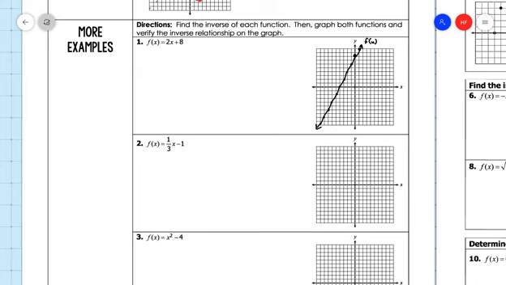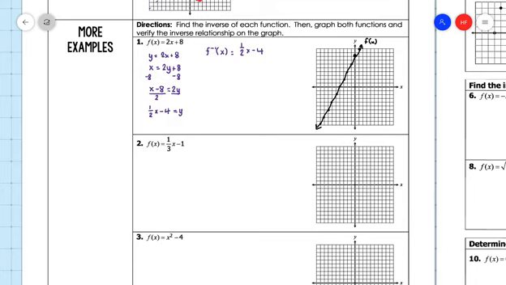And then I'm going to find the inverse by switching my x and my y variables. So this becomes x equals 2y plus 8. And I'm going to solve it for y. x minus 8 equals 2y. Divide by 2. And so I get 1/2 x minus 4 is equal to y. So my inverse function is 1/2 x minus 4.